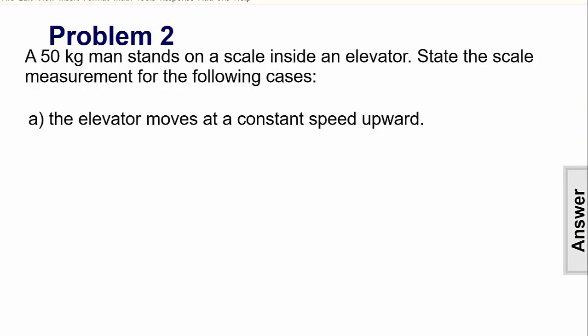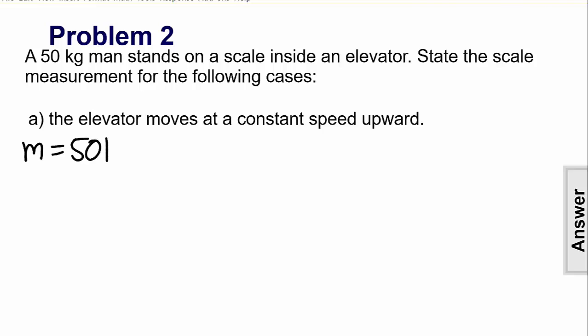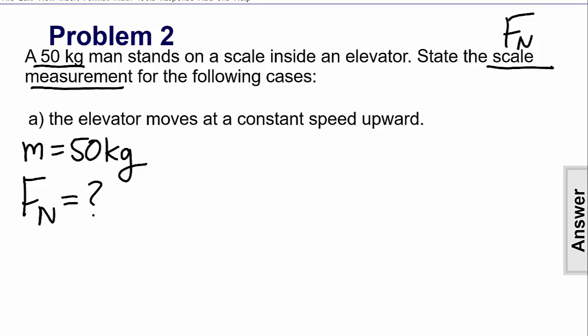Well, first what we'll do is write down the information that we're given. We're given that the man has a mass of 50 kilograms, as shown here. Now, we need to state the scale measurement. The scale measurement is really talking about the normal force, so that is our unknown that we're looking for. The problem states that the elevator is moving at constant speed upward, so we know that constant speed means the acceleration is equal to 0.